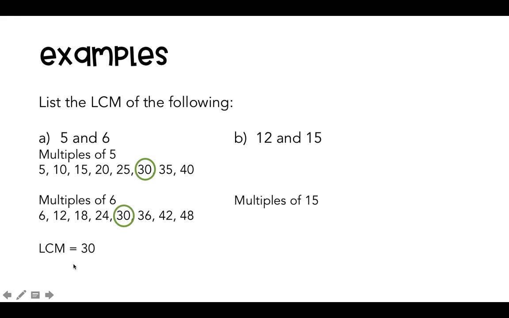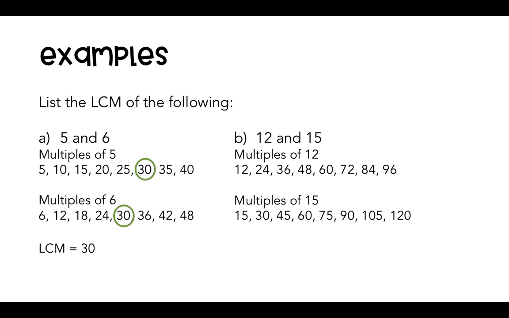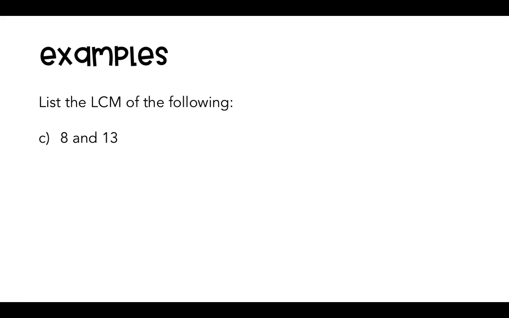So let's do 12 and 15. The multiples of 12: 12, 24, 36, 48, 60, 72, 84, and 96. And the multiples of 15 are 15, 30, 45, 60, 75, 90, 105, and 120. So again, we circle our common multiples, and the only one here is 60. So our lowest common multiple equals 60. One more example, but we're going to do this one together.